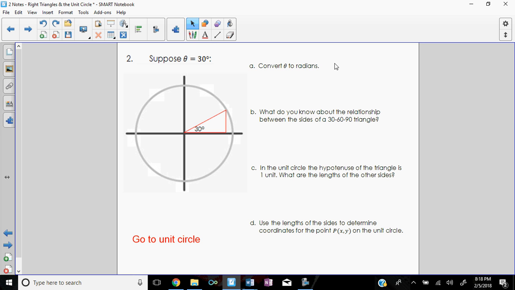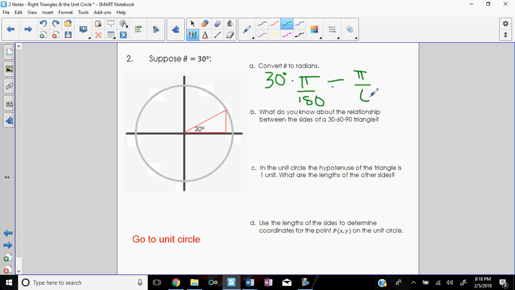So if I want to convert it into radians, remember we said if it starts off with the degrees and I want to make it radians, I need to multiply it by pi over 180. Okay. And 30 divided by 180, when you change it to a fraction, is going to end up being pi over 6. Okay? So this angle here is going to be equivalent to pi over 6.